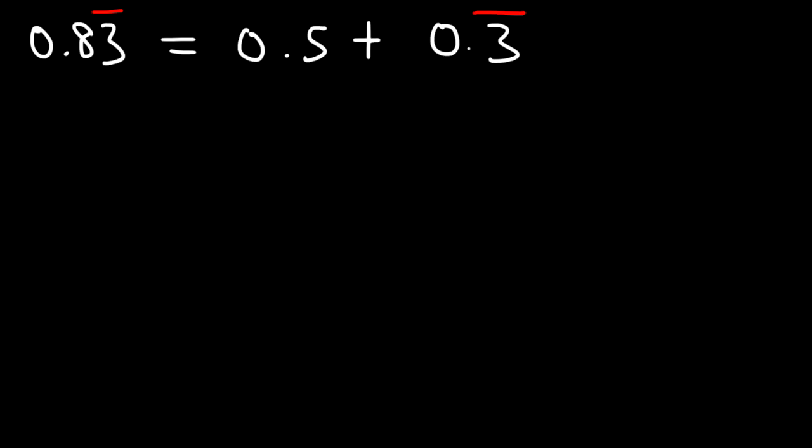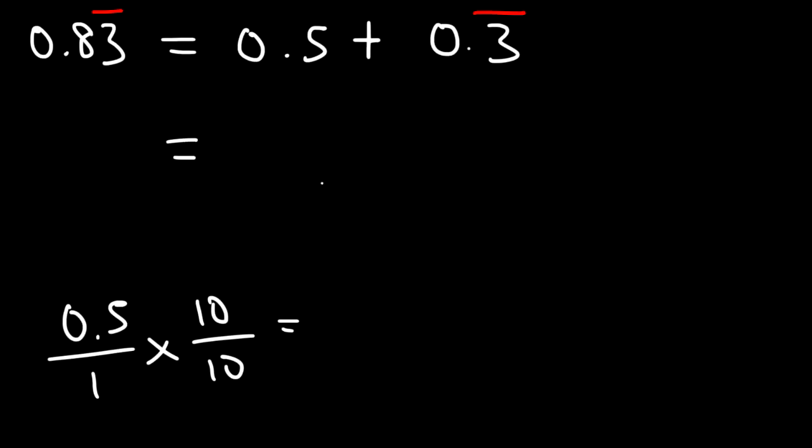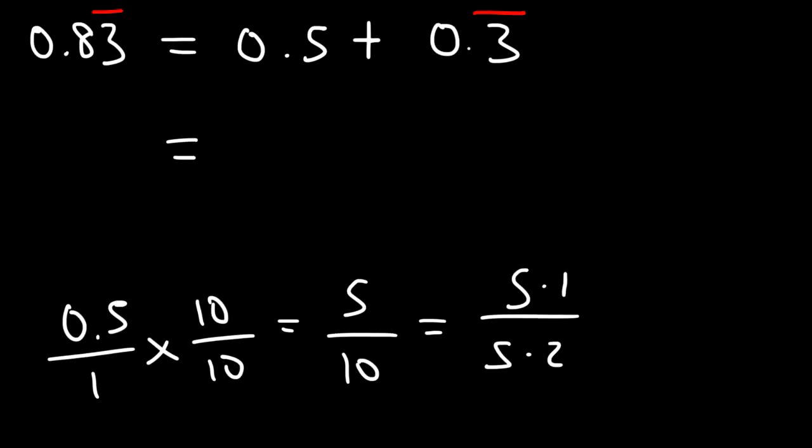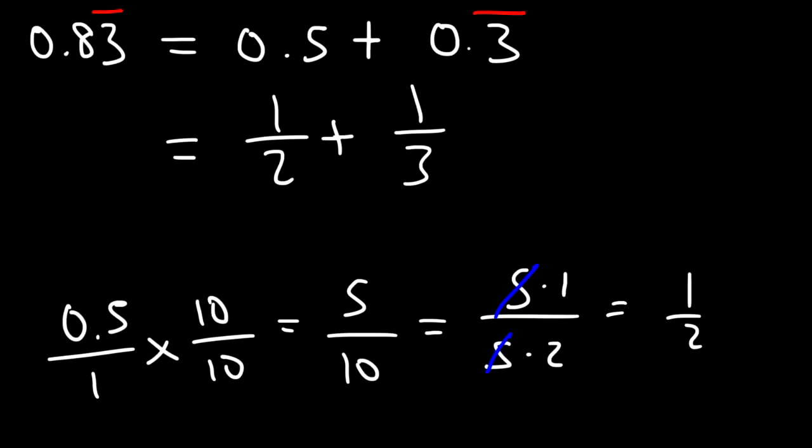Once you see that, and once you write it this way, now it gets easier. So 0.5, we need to convert that to a fraction. If you multiply the top and bottom by 10, this will give you 5 over 10, which you could reduce. 10 is basically 5 times 2, and 5 is the same as 5 times 1. So the 5's cancel, and you get 1/2. So 0.5 is just 1 over 2. And 0.3 repeating, we know it's 1 over 3.